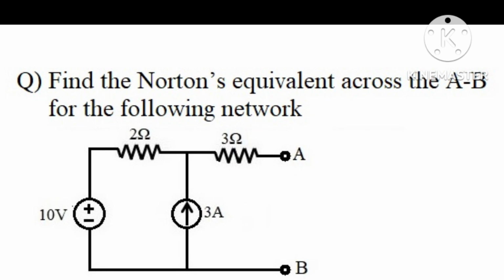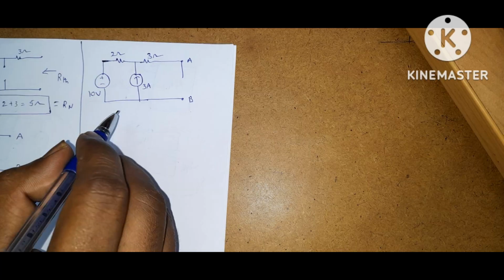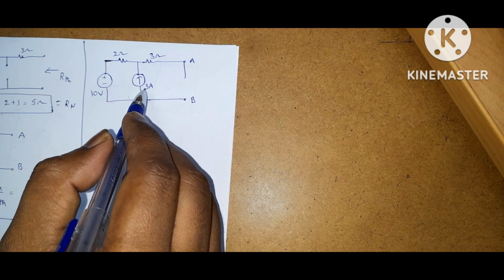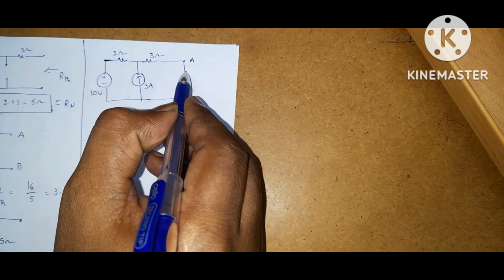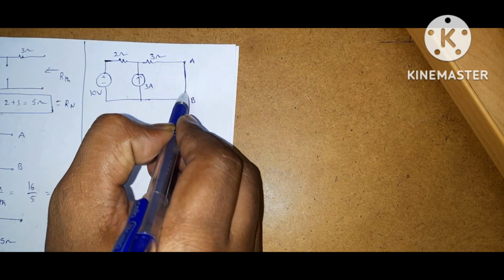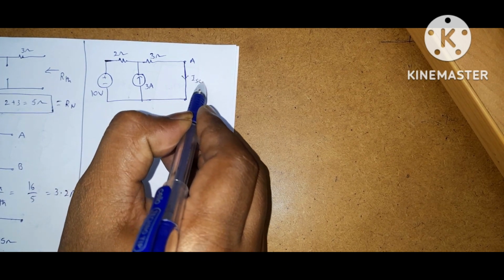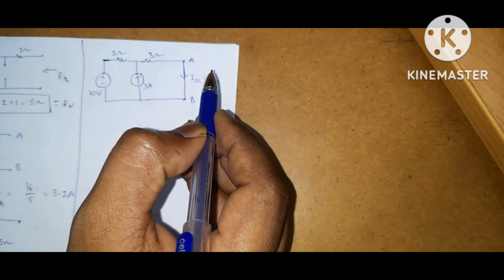Next question is, find the Norton equivalent across AB for the following network. Okay, this is the given network, same as the previous network. To find the Norton equivalent, first find the Norton current. Norton current means short circuit current. So short the terminals AB. This is ISC, that is equal to I Norton.